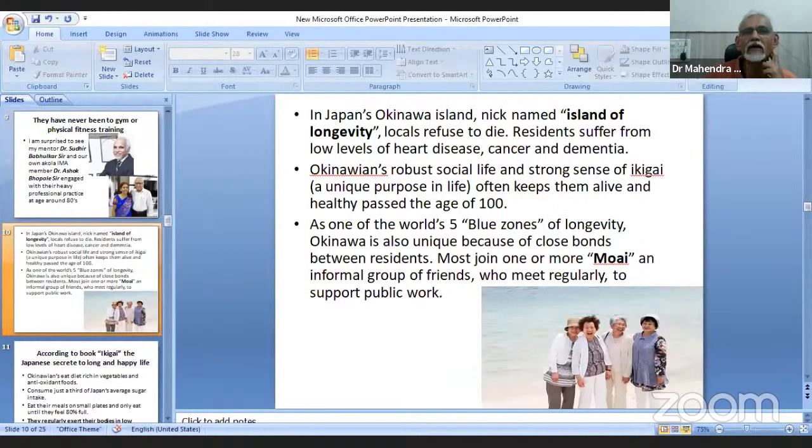In Japan, Okinawa Island, nicknamed the Island of Longevity, locals refuse to die. Residents suffer from low levels of heart disease, cancer, and dementia. Okinawans' robust social life and strong sense of ikigai, a unique purpose in life, often keep them alive and healthy past the age of 100. As one of the world's 5 blue zones of longevity, Okinawa is also unique because of the close bond between the residents. Most join one or more moai, an informal group of friends who meet regularly to support public work.